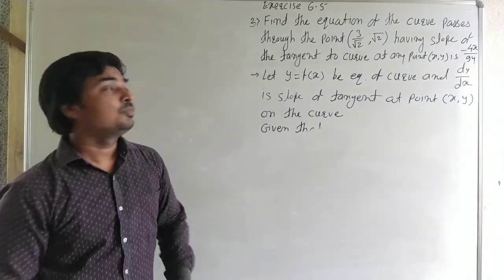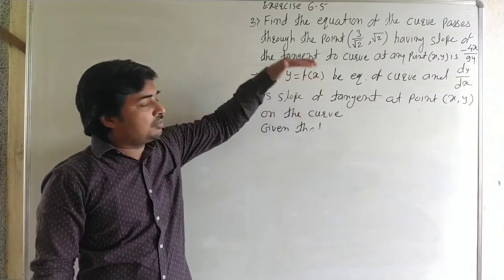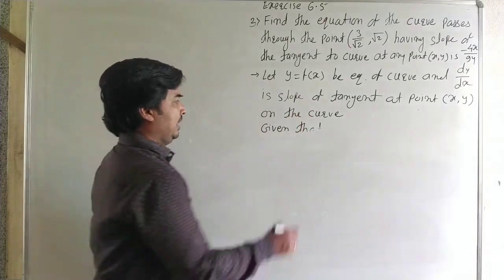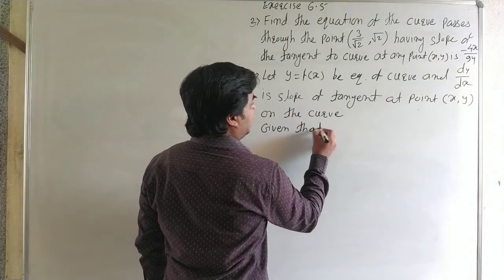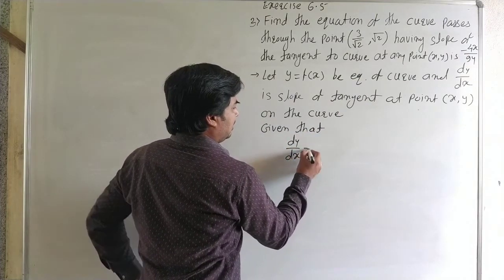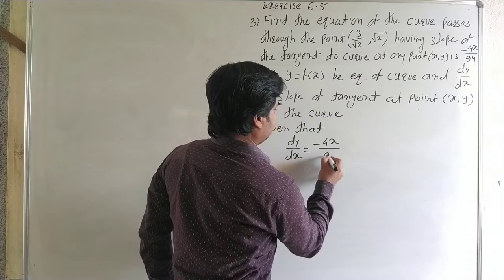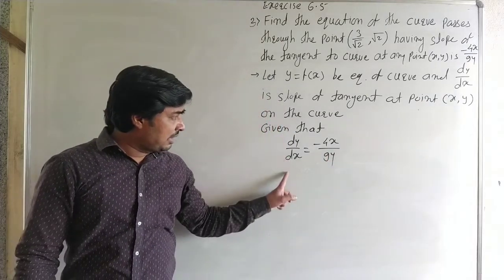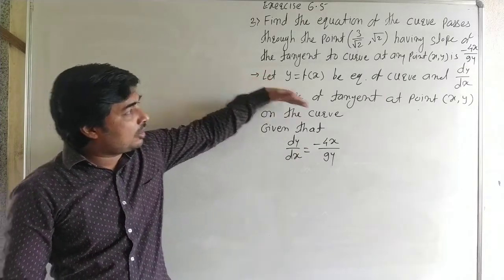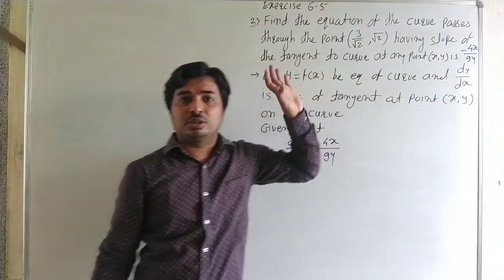Again same example, we want to find the equation of curve. Let y is equal to f of x be the equation of curve and dy by dx is the slope of the tangent at point x, y. Then here given that the slope dy by dx is equal to minus 4x upon 9y. Here dy by dx is equal to minus 4x upon 9y. It is the slope of tangent at point x, y to the curve.